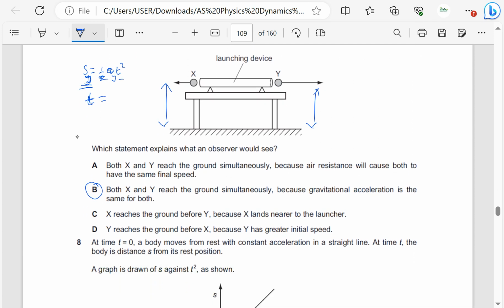Okay, so we ignore C and D, which are not talking about both reaching simultaneously. Then between A and B, the answer is B. The explanation for A is because air resistance will cause both to have the same final speed.